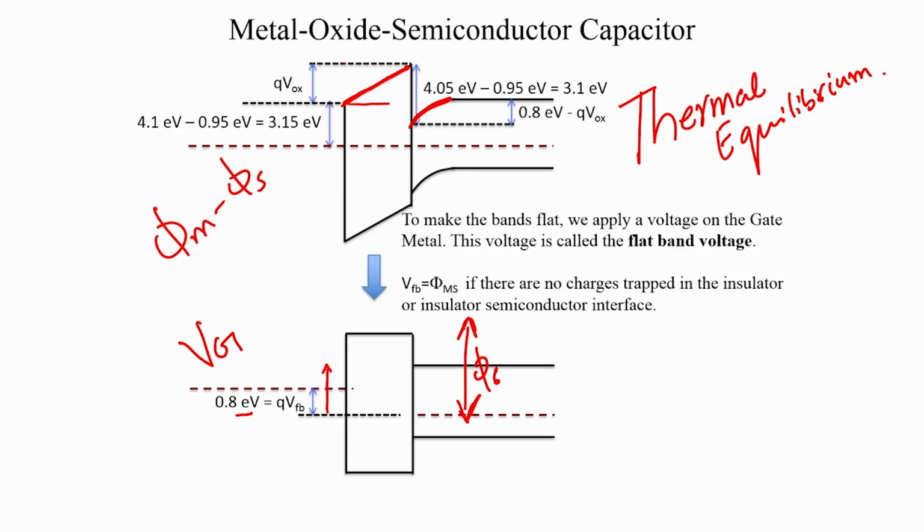So, if you can create this difference of 0.8 electron volt between the metal and the semiconductor Fermi level, then we can get all the bands to be flat, because we have removed the cause that created all these built-in potentials. So, you can see that the insulator bands are all flat here, the semiconductor does not have any band bending, and all the band bending has disappeared.